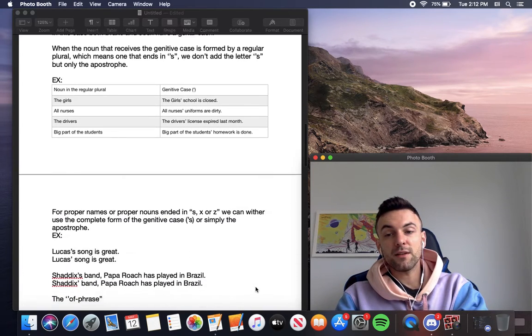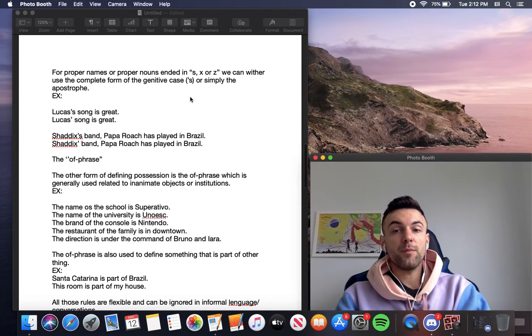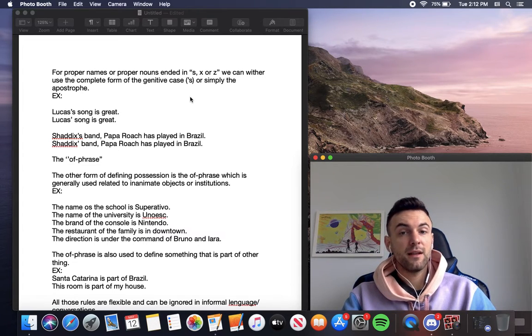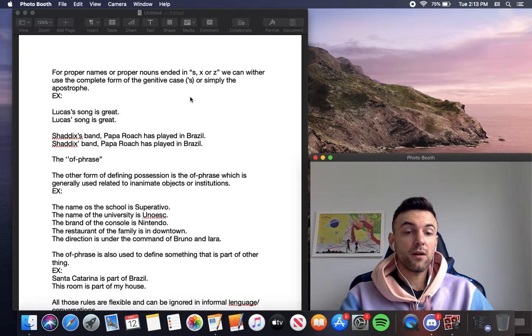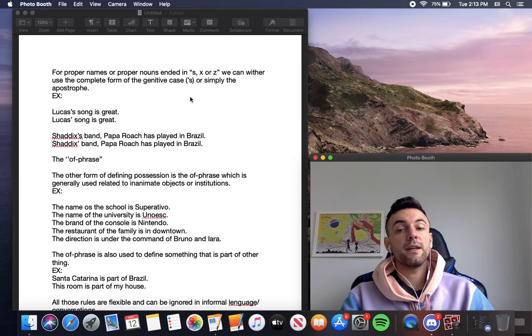Here, I tell you that for proper names or proper nouns ended in s, x, or z, we can either use the complete form of the genitive case, which is apostrophe s, or simply the apostrophe. For example, Lucas's song is great, or Lucas' song is great. Both are considered right. And Shaddix's band Papa Roach has played in Brazil, or Shaddix' band Papa Roach has played in Brazil multiple times.